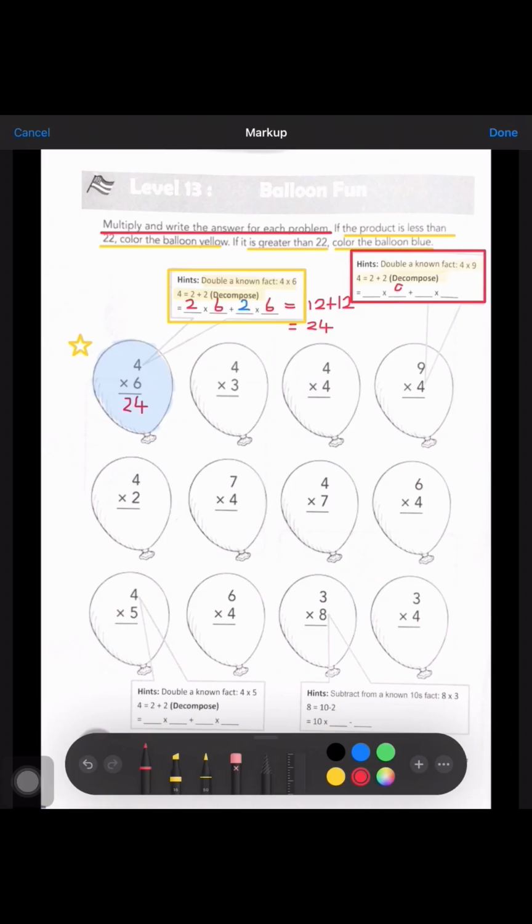So 4 times 9 equals 2 times 9 plus 2 times 9. So 2 times 9 is 18, so 4 times 9 is 18 plus 18 equals 36. And it is greater than 22, so we color the balloons blue.